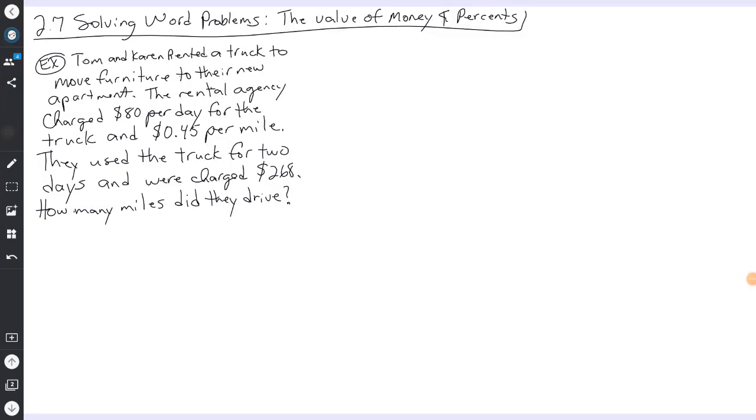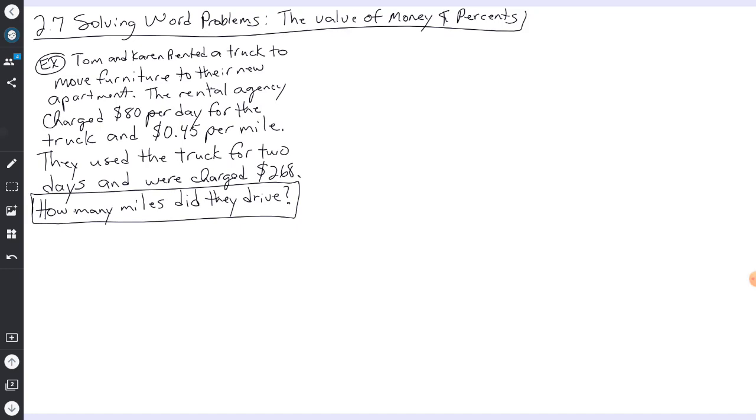So in this example, Tom and Karen rented a truck to move furniture to their new apartment. The rental agency charged $80 per day for the truck and 45 cents per mile. They used the truck for 2 days and were charged $268. So in the end, we want to know how many miles did they drive.